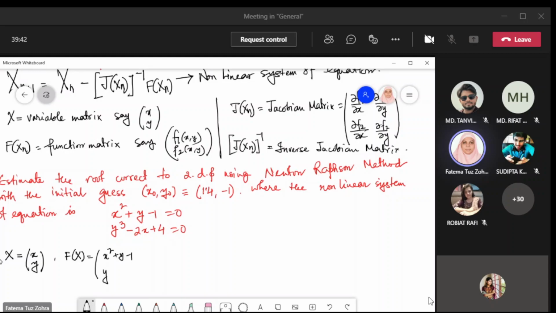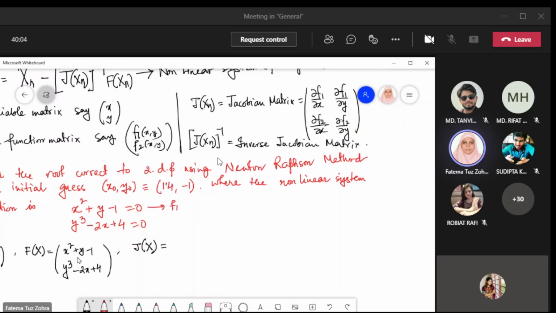The third one should be the Jacobian matrix. The Jacobian matrix is the partial derivatives of the two functions. This is your f1 and this is your f2. In your function you have to write it this way: the first equation is f1, the second equation is f2. So del f1 del x, what is the derivative? If you differentiate with respect to x partially, the value is 2x.